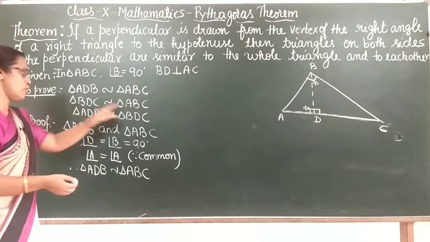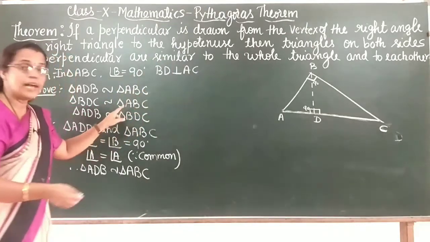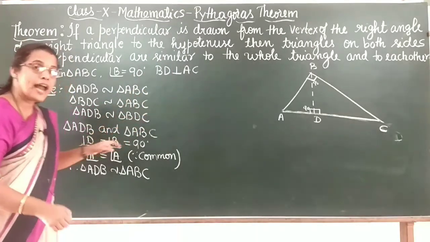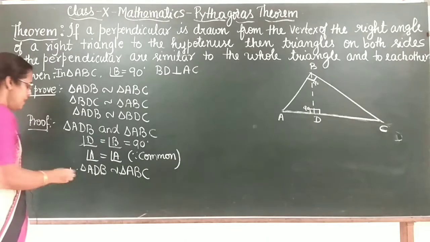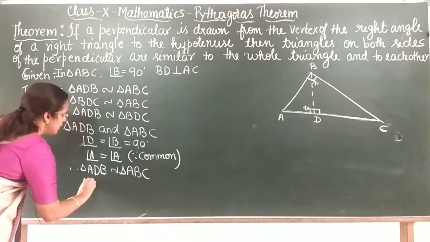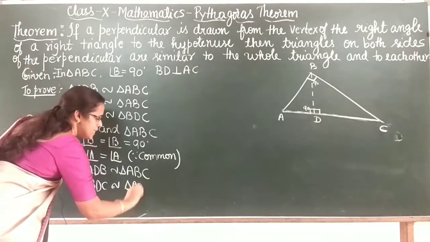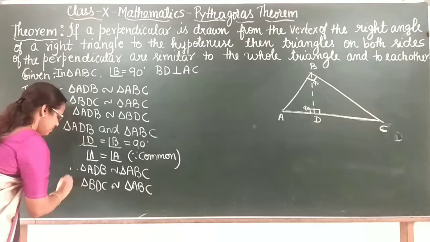Similarly, we can prove this also, children. You have to compare BDC and ABC. Similarly, we can prove triangle BDC and triangle ABC are similar.